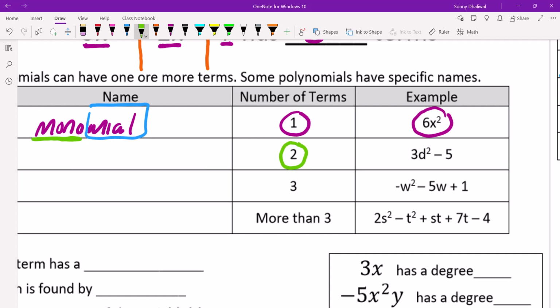This one has 2 terms, right? You have this one here and this one here. 2 terms are called binomials. All right? Binomial. And if you have 3 terms, 1, 2, 3, like this one here, it's called a trinomial.